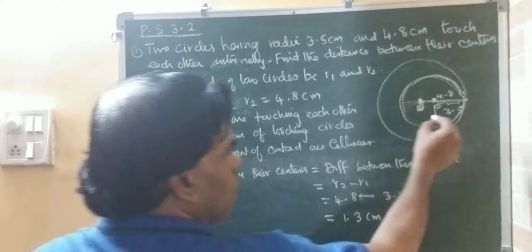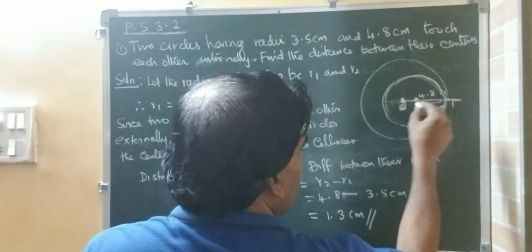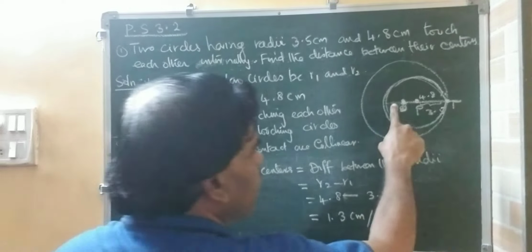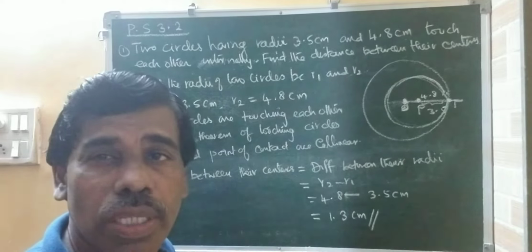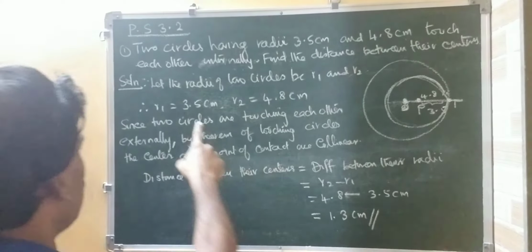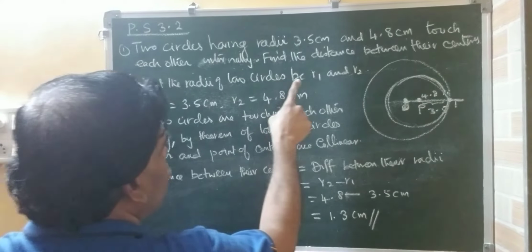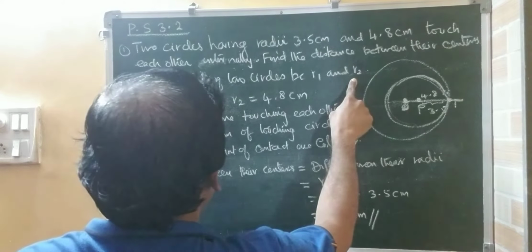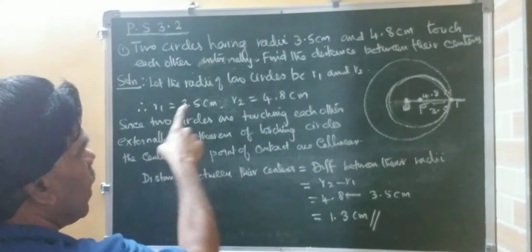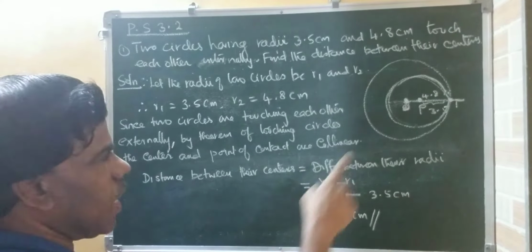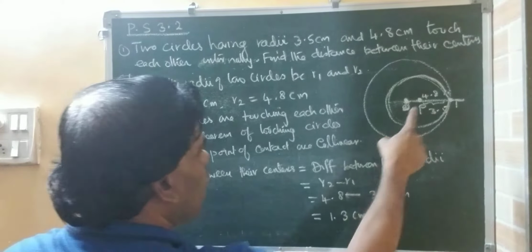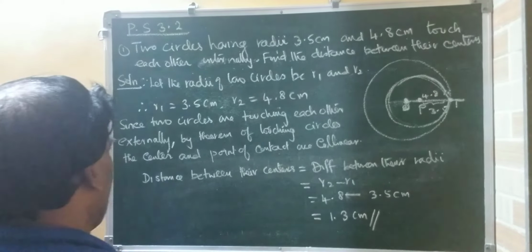Now, you see the points O, P and T, where T is the point of contact. These 3 points are lying on the same line, that means they are collinear points. Let the radii of the two circles be R1 and R2. Now, R1 is given as 3.5, that is the radius of the smaller circle, and R2 is the radius of the bigger circle, 4.8.